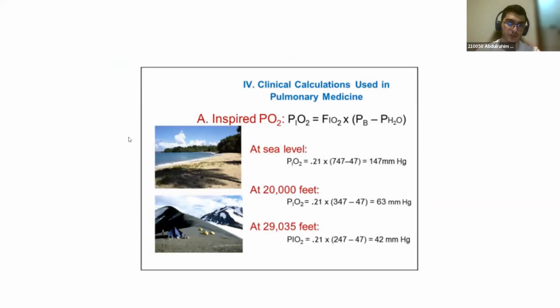From this equation, you have to remember this, because I remember in our exam, which is the 13th batch, we had a question about this. The doctor only gave us Pb, the barometric pressure, and he considered that we already know PH2O, which is 47, and the fraction of oxygen, which is 0.21. So you can expect a question in the exam about this equation, just having one number. Am I clear?